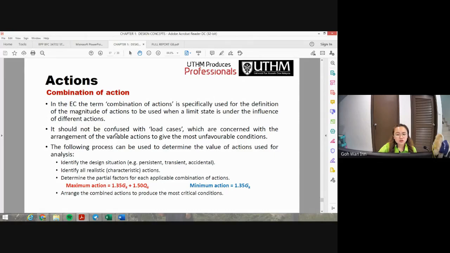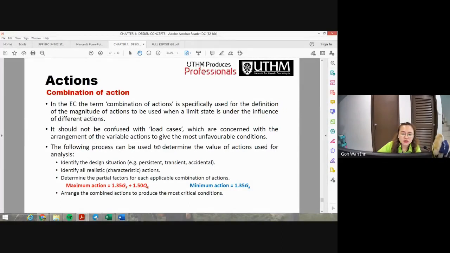It should not be confused with the load case. We also have the load case later. You should not confuse it, as load case is concerned with the arrangement of the variable action to give the most unfavorable conditions. The load case is for the continuous beam. We will apply different loads on the different beam segments at a span. So that one will not be in this chapter.